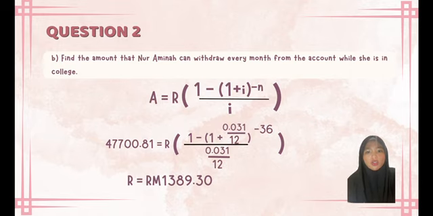1 plus I in bracket to the power negative N, divided by I, and close the bracket. So the solution is 47,781 equals R open bracket 1 minus 1 plus 0.031 over 12 in bracket to the power negative 36, divided by 0.031 over 12, and close the bracket. So the answer is R equals RM 1,389 ringgit 30 cents.